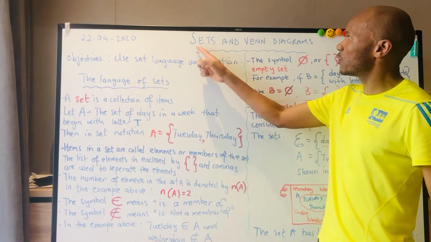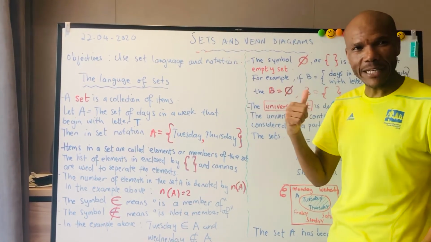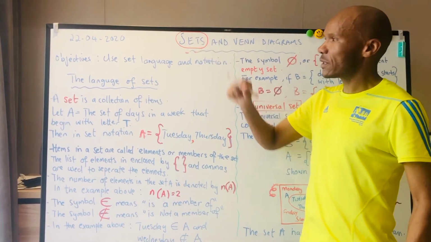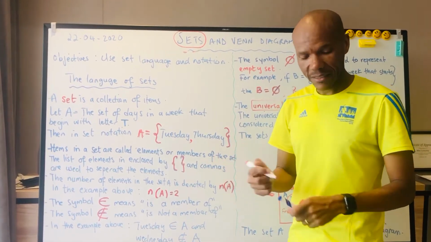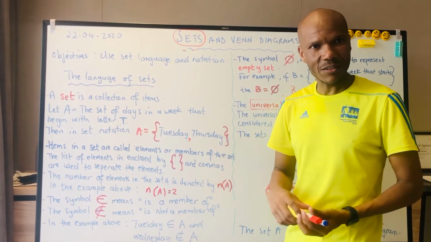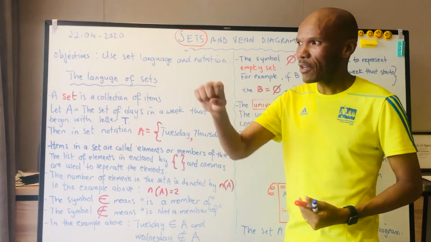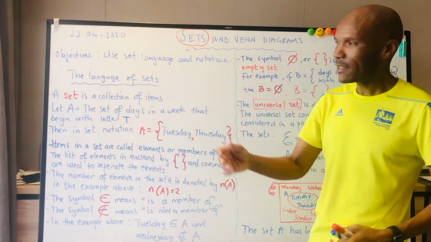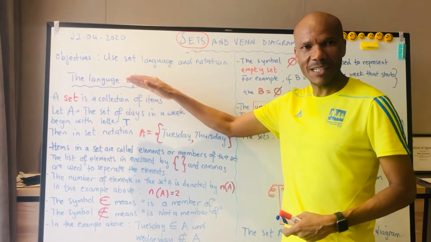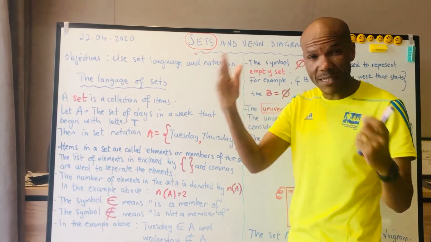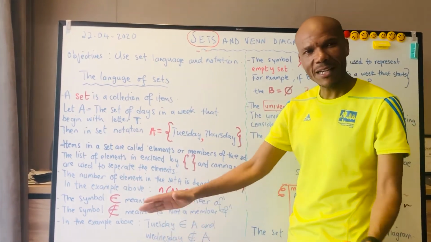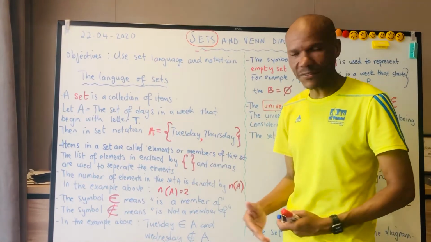Today we are going to be talking about sets and Venn diagrams, but we are going to begin with sets. What are sets? Sets is a theory of collections. It's just groupings, collections of different things. And now we are going to be talking about the language that is used in sets. Sets is a big concept in mathematics. So today we're just going to be talking about basics, language, how to define different things.